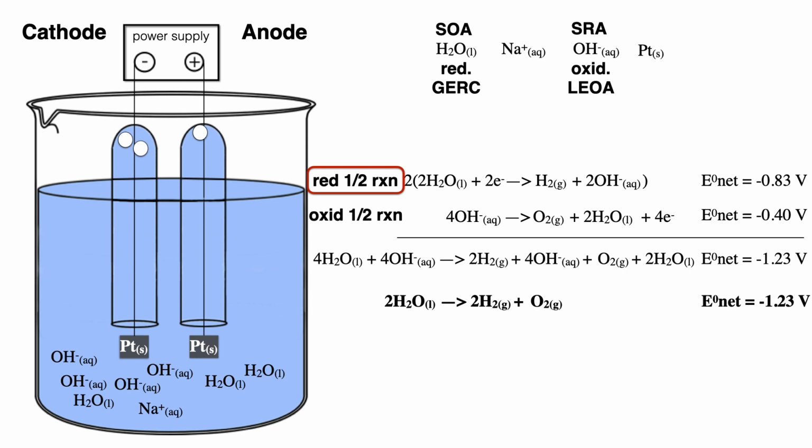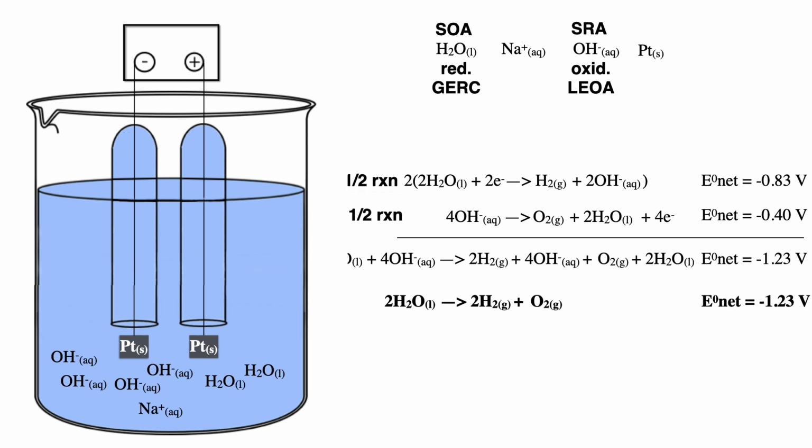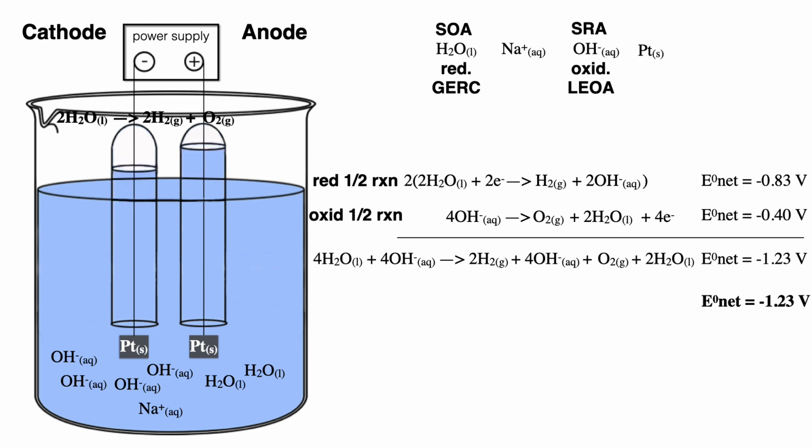Now over time, here's what we would see. We would see a 2-to-1 ratio happening. 2 hydrogens for every 1 oxygen, right? And you can see that in my balanced equation at the bottom. 2 H2Os make 2 H2s and 1 O2. Okay? All right, there you go. That is the electrolysis of water.